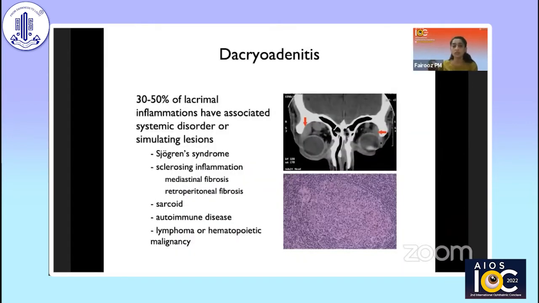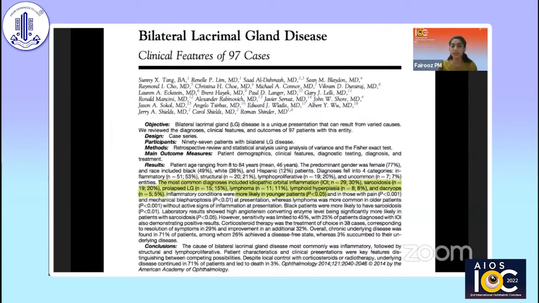So 30 to 50% of lacrimal inflammation have an associated systemic disorder, and it can be a simulating lesion. And this has to be ruled out before you term it as an idiopathic orbital inflammation. In this paper of 97 cases, they found that 30% was idiopathic orbital inflammation and 20% accounted for sarcoidosis.